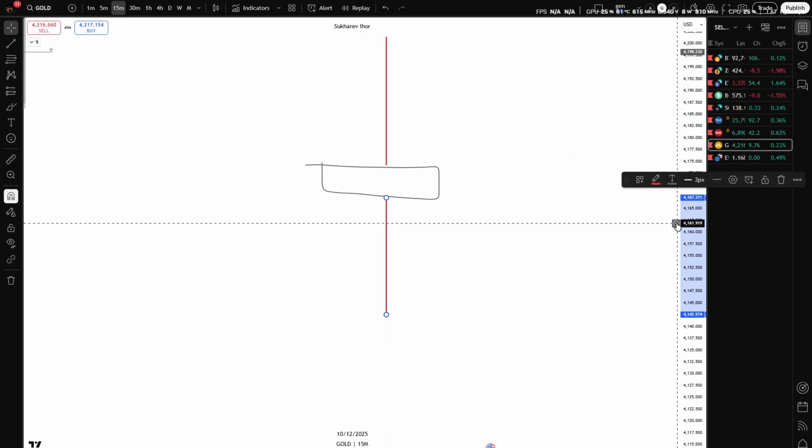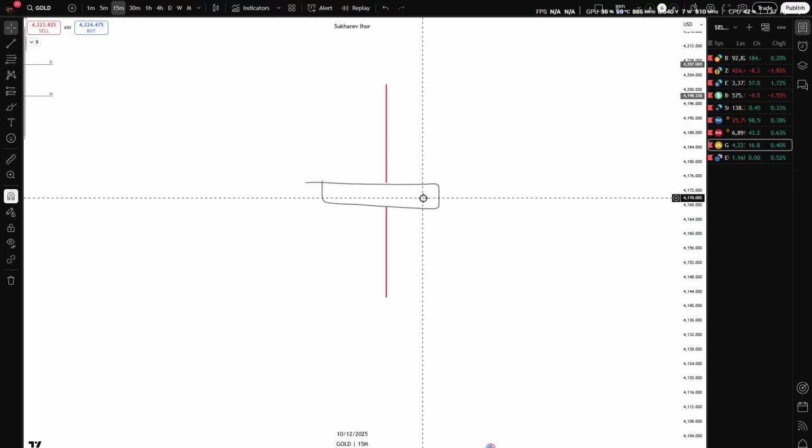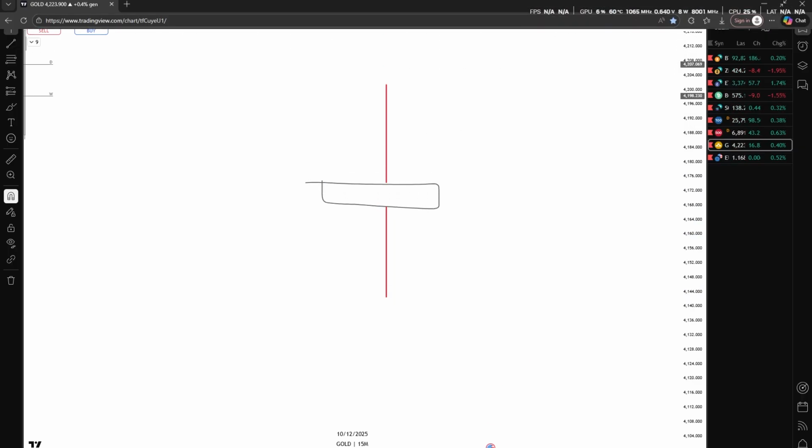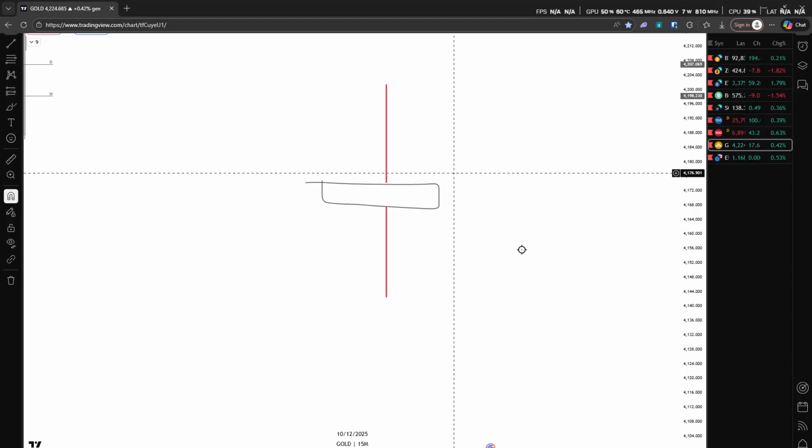Tiny body, long wicks, open price is super similar to close price. Nobody won. It's pure indecision most of the time. It's like the market is just telling you, okay, you decide. Or sometimes you can see hammers actually.